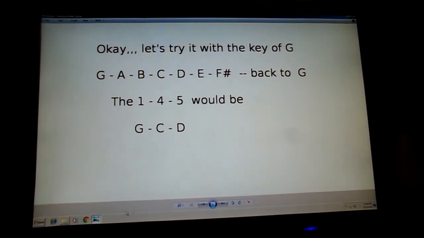Another good one: now the A should be a minor, so let's go to minor. Back to G. And the B should be a minor too. Back to G. To C. And then the D, that's a major too. Back to G. And then the E should be a minor also.